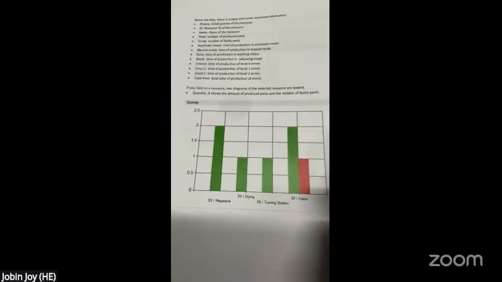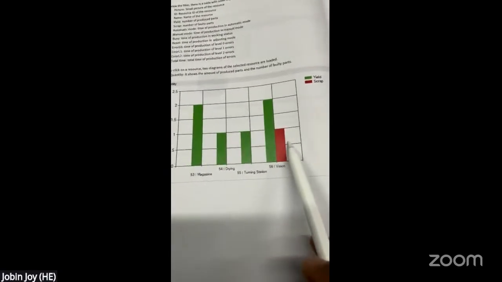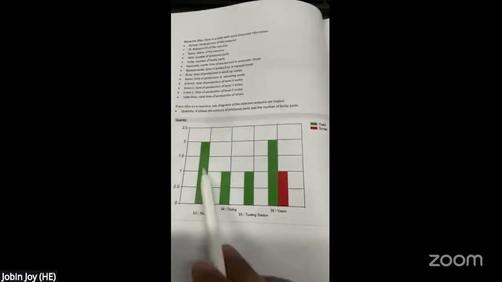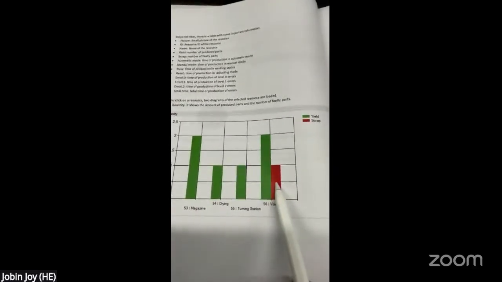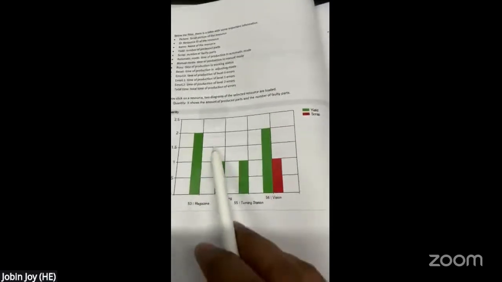So yield represents good product, right? For example, magazine is having two parts. Drying, one part. Turning station, one part. Vision, two parts. So scrap represents, for example, in this station, how many scraps? One. So in this station, one part was rejected. This green represents yield and this red represents scrap. If green is more, that means good production. If red is more, that means quality problem.